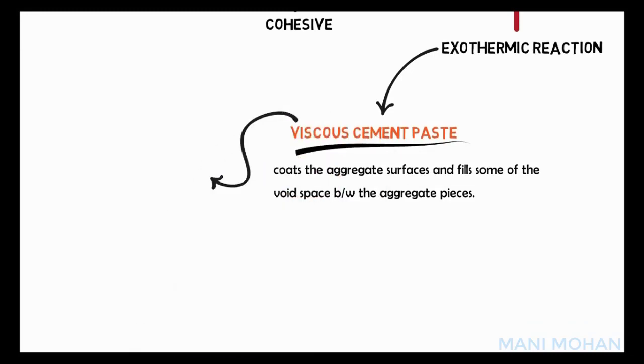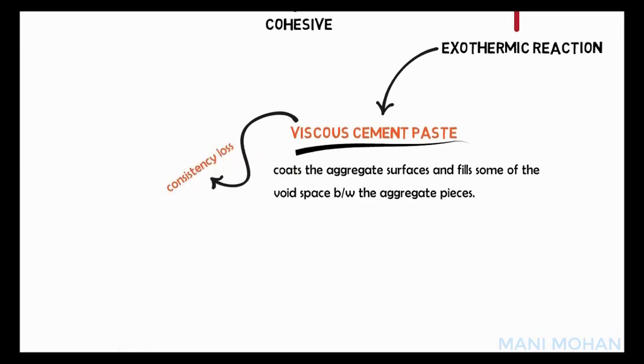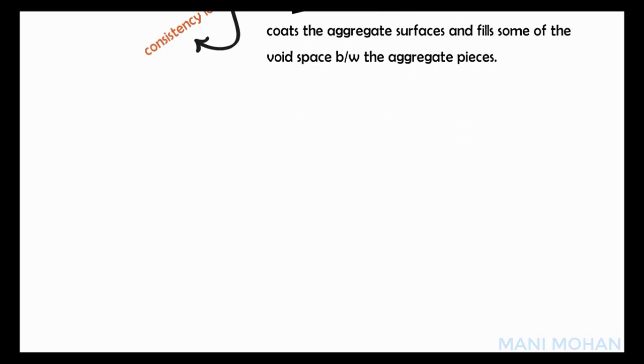This cement paste loses consistency on account of gradual loss of free water through adsorption and evaporation and subsequently sets, transforming the mixture into a solid mass.